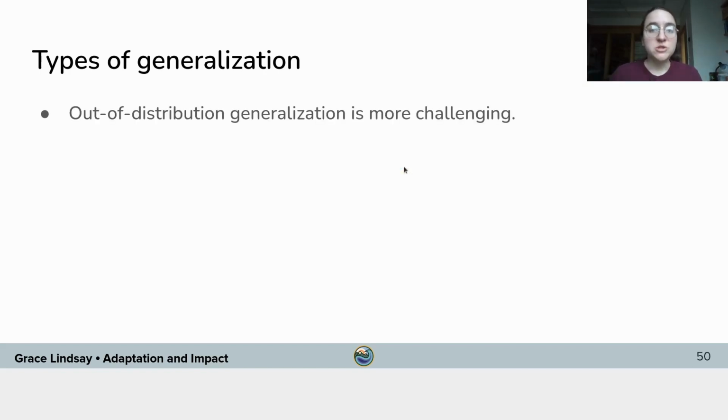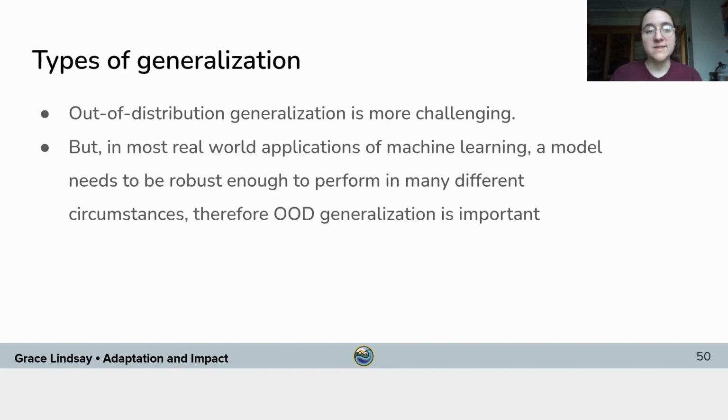So out of distribution generalization is, as you would expect, more challenging because you're making the inputs to the model more and more different than the ones that it saw during training. But at the same time, in most real world applications of machine learning, a model needs to have some ability to do this kind of out of distribution generalization because the data that will be given when you're trying to solve real world problems might differ somewhat substantially from the training set that you had. So out of distribution generalization is a really important topic in machine learning.